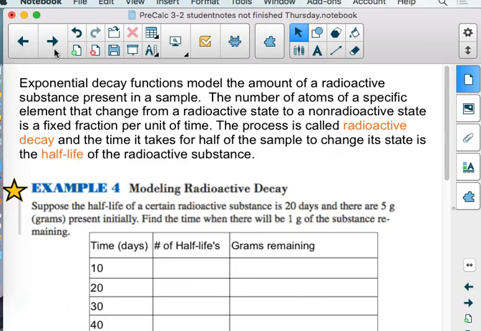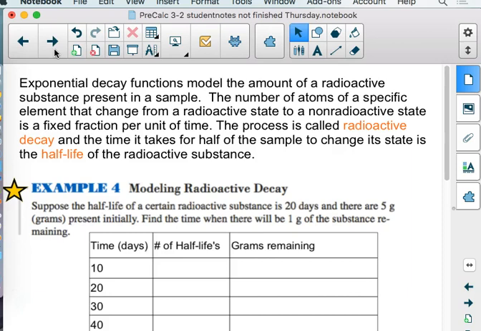Half-life is a concept that's used a lot in medicine as well. It's where they get their expiration dates for medication. When whatever it is that they're prescribing to you loses half of its potency, it really shouldn't be taken anymore. So that's why those expiration dates are on there.